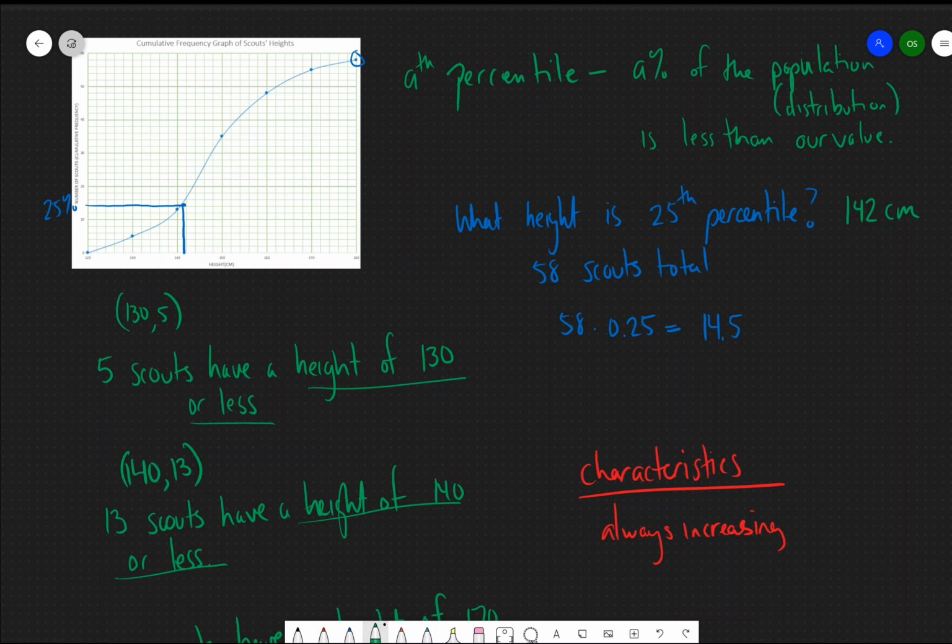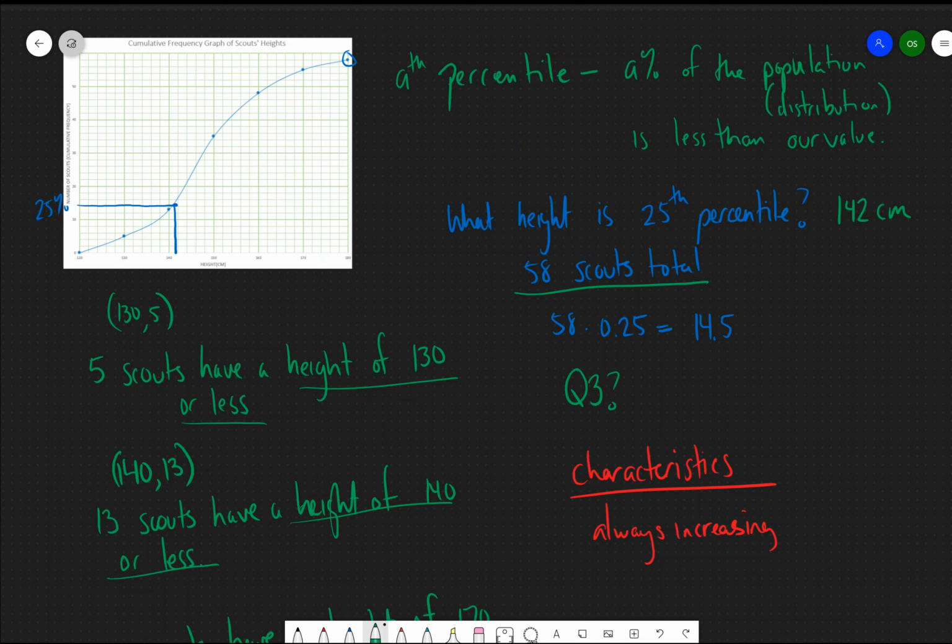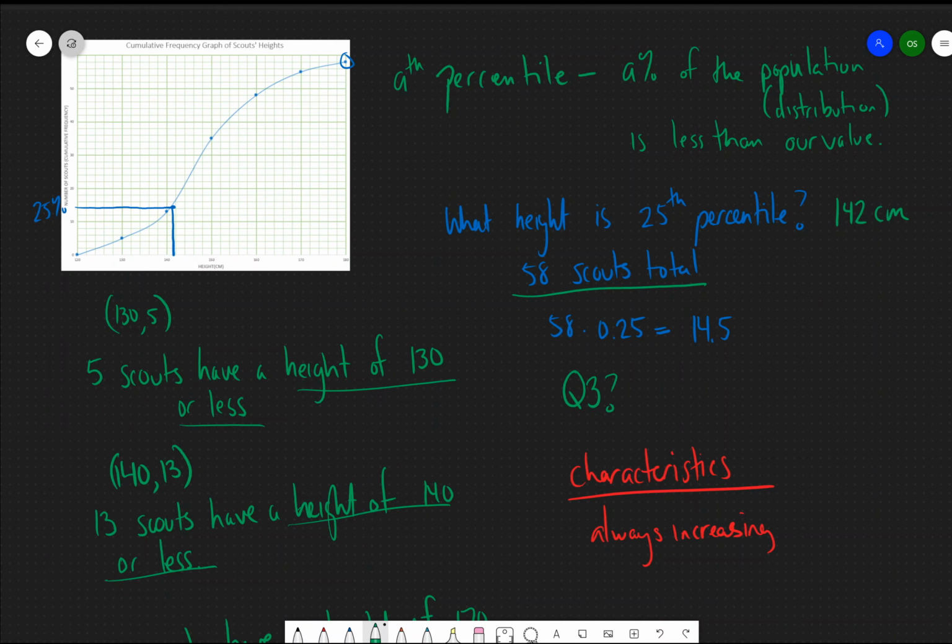Let's say I wanted to get the third quartile. So that would be what? 75% of the data. So what would be Q3 in this particular graph? So I would go, okay, well, again, I had 58 total. So I would do my calculation again of 58, but this time it's times 0.75. So that corresponds with 43.5. So again, I'm going to round down. So that's about 43. So 42, 43.